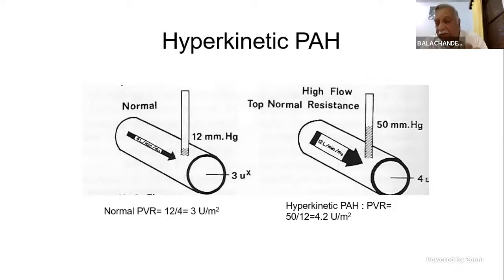It is a hyperkinetic system. It can occur in ASD also. It is the upper limit, because you know that after 6 units, the ASD becomes inoperable. So this goes into the upper limit, but still there is a large left to right shunt. And how do we determine, by hemodynamics and to some extent clinically, whether it is operable or not?